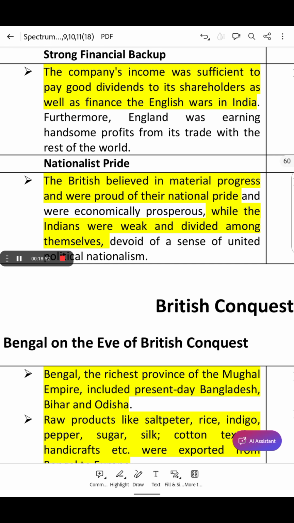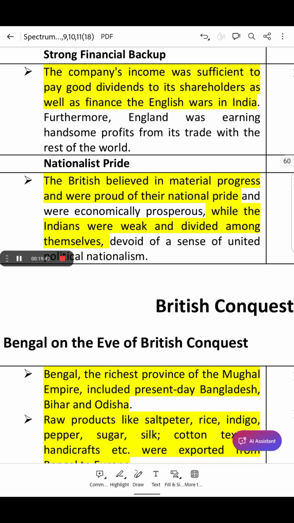For example, the company used the money it earned by selling tea and cotton, which helped it keep fighting wars because it had a lot of funds through the profit from trade. England was also making a lot of money by trading with other countries, which made them wealthy. England sold goods like textiles and spices to many countries. So they were very proud of their strong economy, and they believed in leading in business, technology and military power.